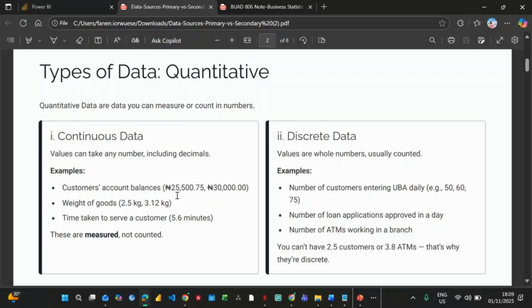So we also have, under the same quantitative data, the discrete data. These are values that are whole numbers, usually counted.